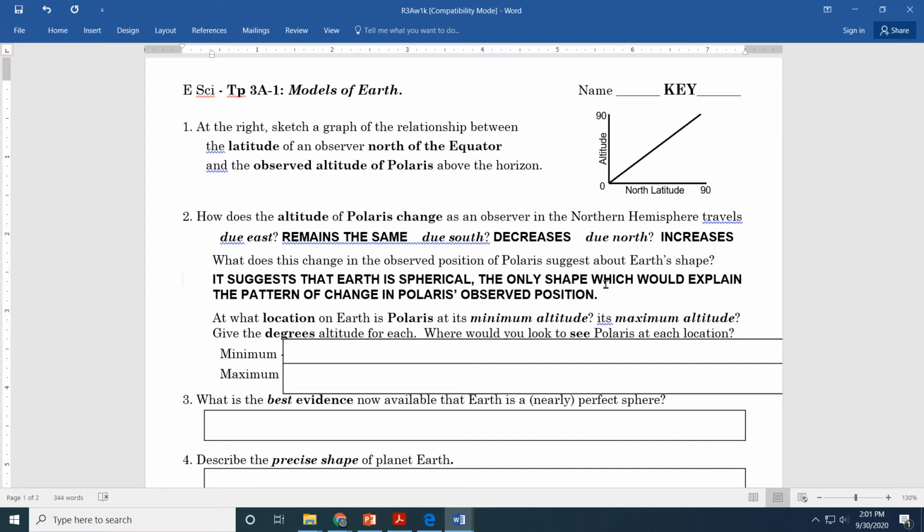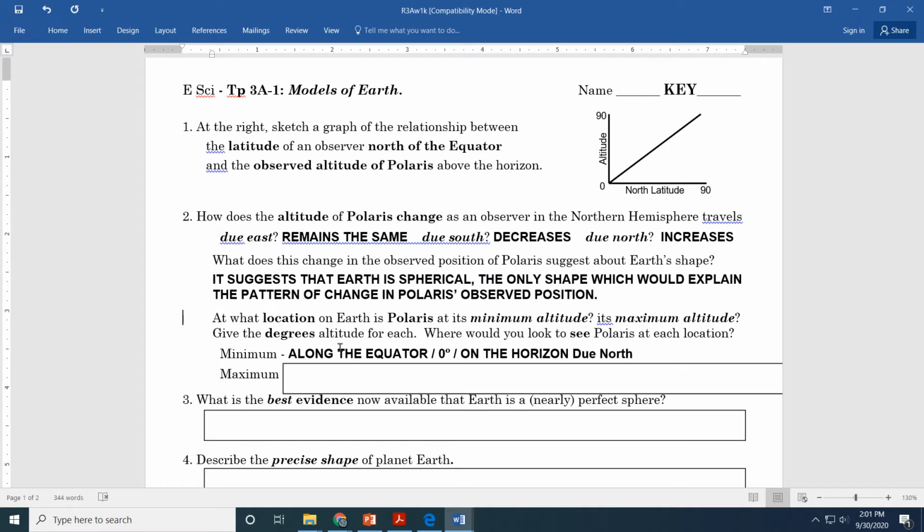All right. At what location on Earth is Polaris at its minimum altitude? Where is Polaris as low as it can get in your sky and still be visible? I just gave it away a second ago. So if you go all the way to the north, it gets as high as it can be. If you go all the way to the equator, it gets as low as it can be. So along the equator, when you're at 0 degrees north or south, Polaris is 0 degrees above your horizon.